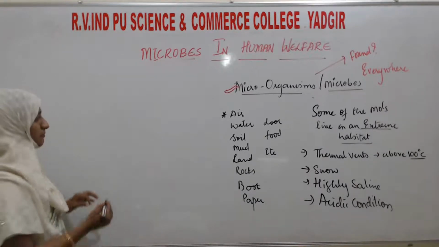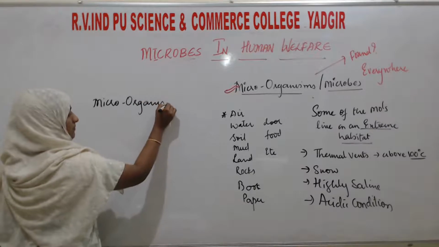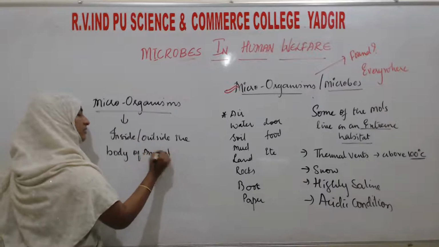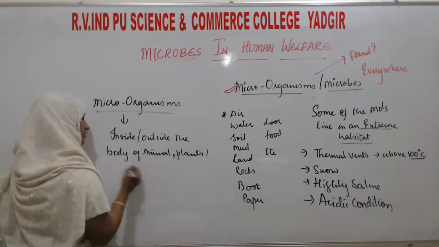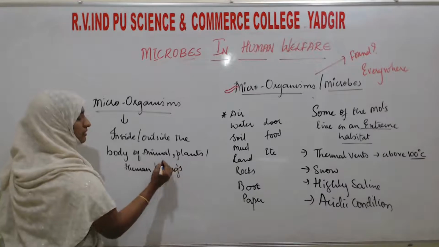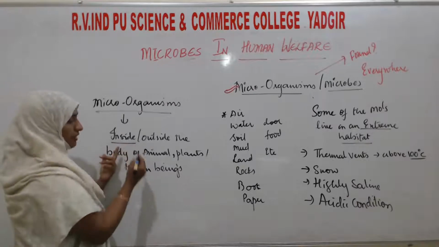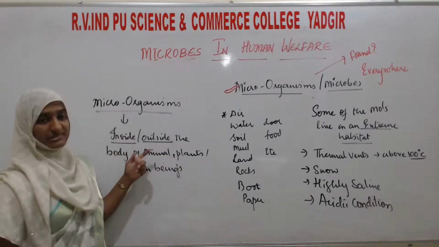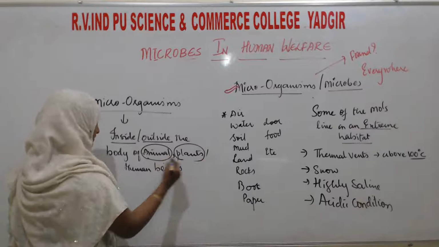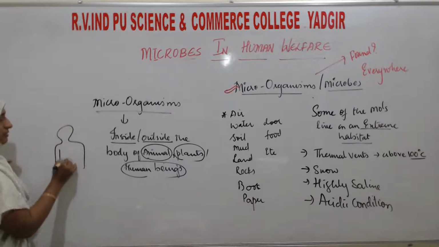Some microorganisms are found in animals, plants, humans, or any other organisms. They can survive and be found inside the body or on the surface of the body, that is, outside the body. They are found on the bodies of animals, plants, and humans. For example, this is the human being.